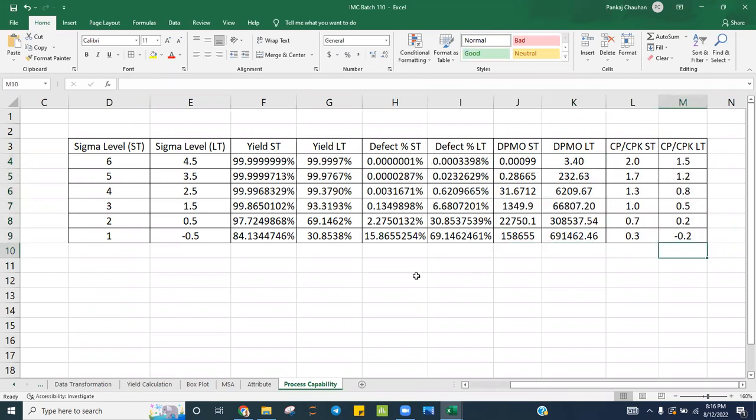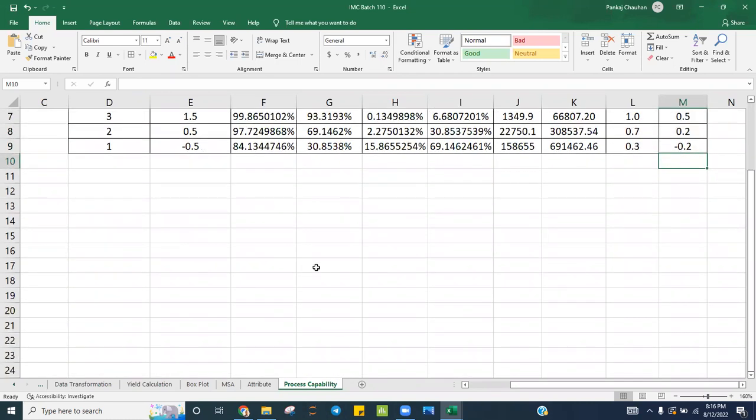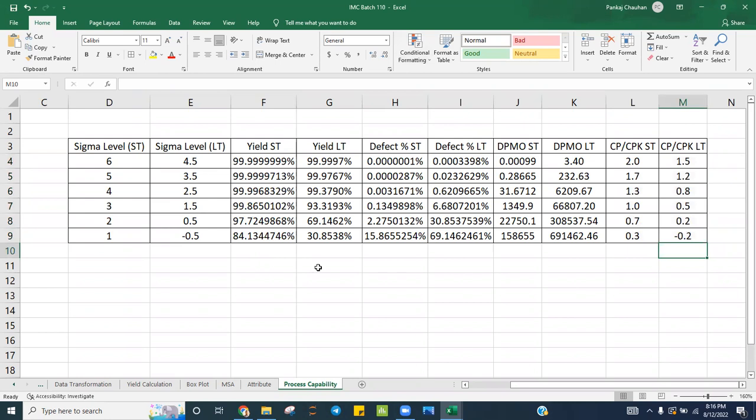Now, why I was saying it's mostly used in manufacturing is because generally in manufacturing you have both-side specification. If you have a one-sided specification, you can directly calculate the sigma level. But if you have both-side specification, you want to figure out which side you have most of the problem. If you want to identify that, then we try to figure out which side we should be focusing on. That's what we try to identify with the capability.